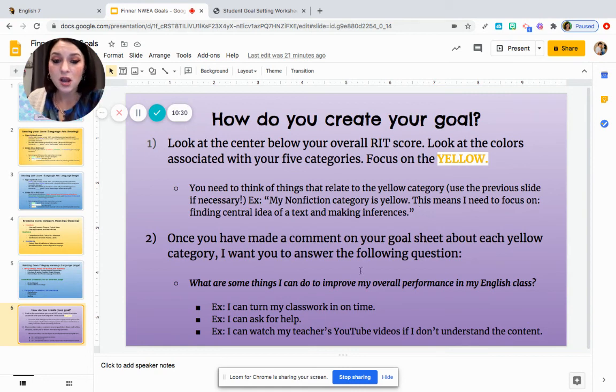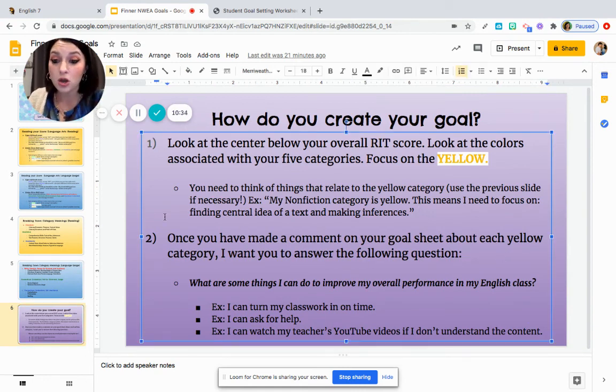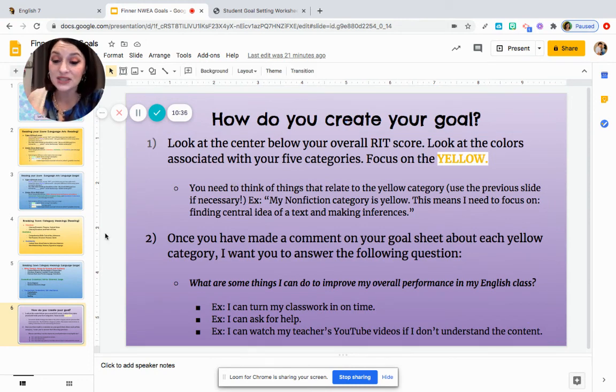That sounds great. Once you have made a comment on your goal sheet about each yellow, so you need to make one sentence for each yellow category. Once you do that, think about the following question. What can you do to improve your overall performance in English? I gave you some examples. Turning your work in on time, being really consistent, giving 100% full effort, asking for help.